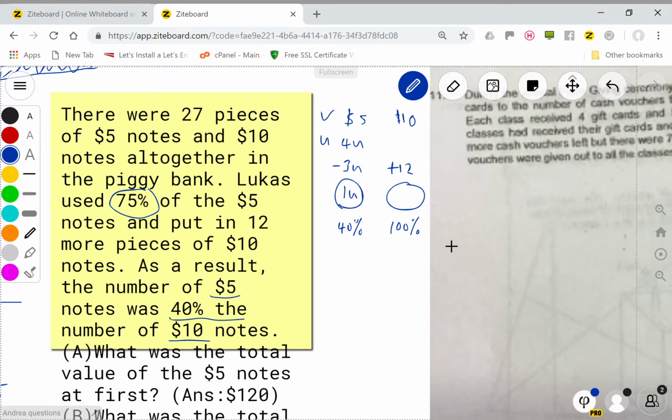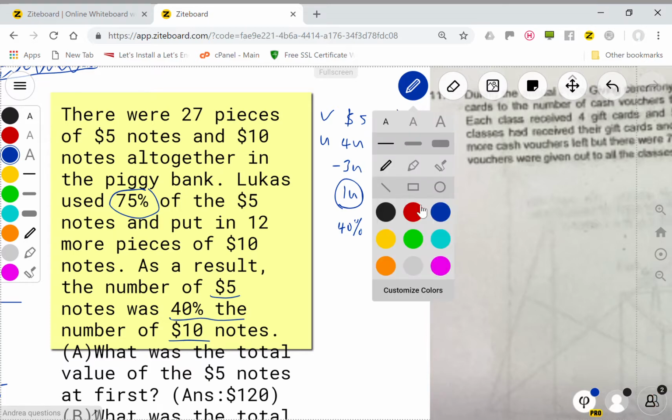To achieve this criteria, I will change my model. Why do I want to change it? Because I need to tally with the right hand side. So now my 1 unit is 40%. Let's say I change everything to percent. So how many percent is 4 units?